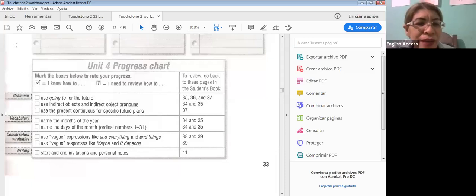Then we have vocabulary. Name the months of the year. Do you remember the months of the year? Okay, so Abby, you're going to say the months of the year starting with January, from January to June. Damaris, from July to December. Okay, so let's begin, Abby.